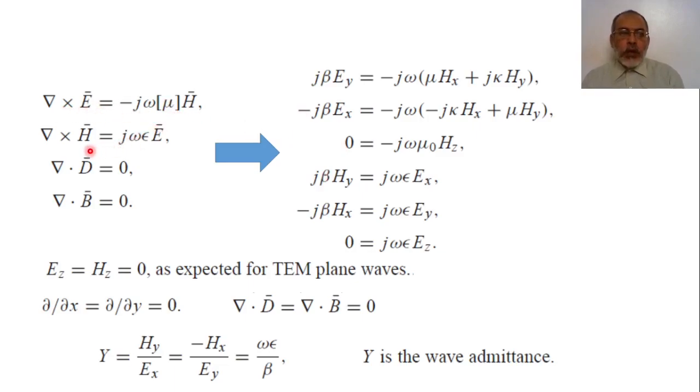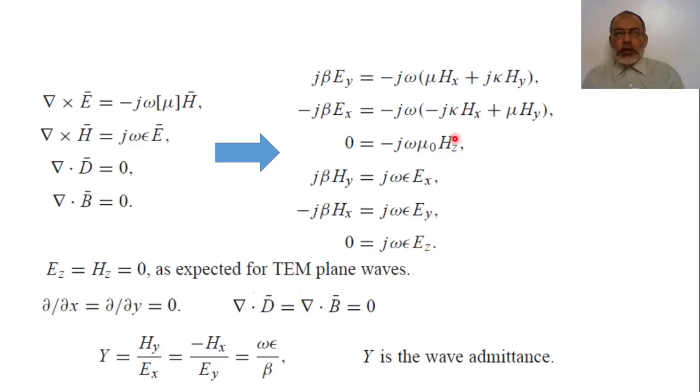In a similar way, we can simplify the second equation. At the beginning, minus the derivative of hy by z is j beta hy, which would equal the x component here, j omega epsilon ex. The derivative of hx with respect to z would equal the y component, so minus j beta hx equals j omega epsilon ey. And finally the z component, 0 equals j omega epsilon ez.